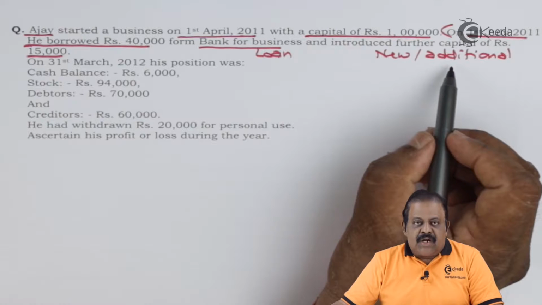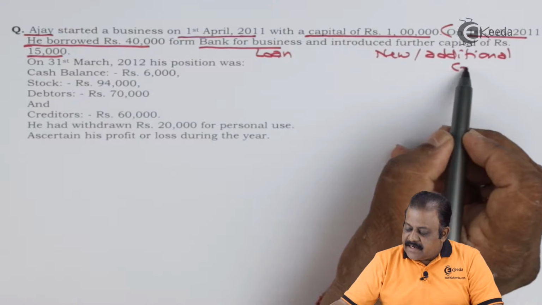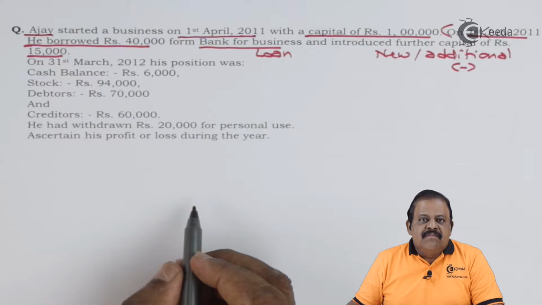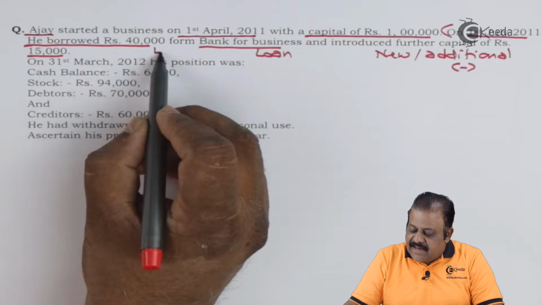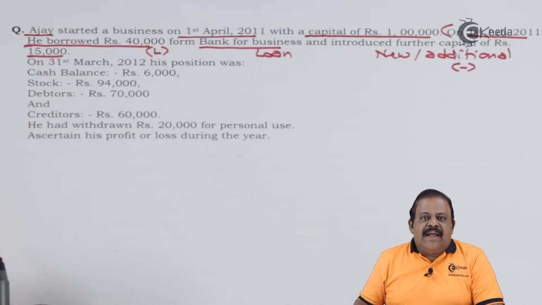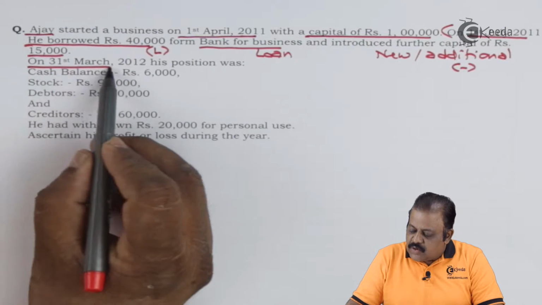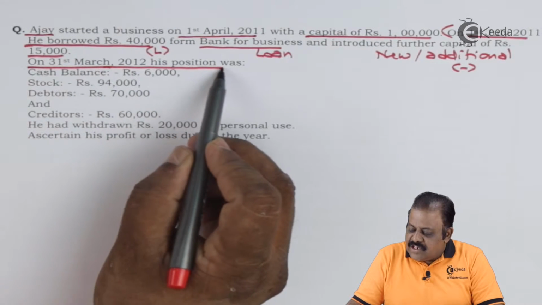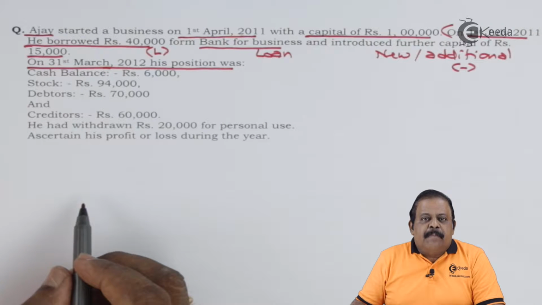This new capital or additional capital introduced is required to be deducted while calculating net profit or loss for the year. This loan taken from the bank will be reflected as a liability at the end of the financial year. On 31st March 2012, his position was as under. Now this information will be used to prepare the closing statement of affairs.